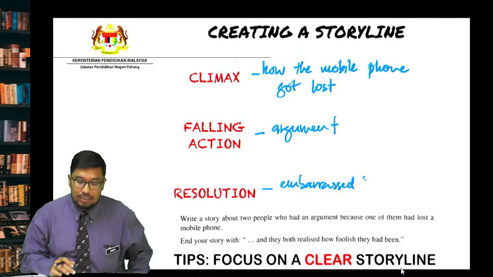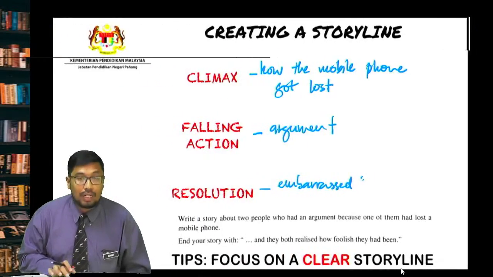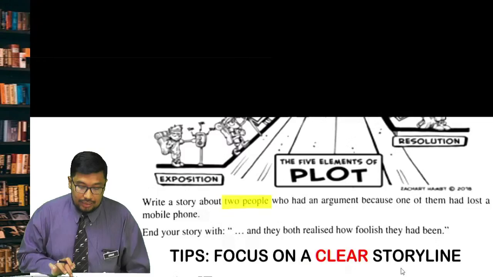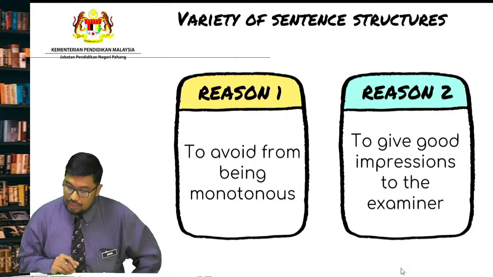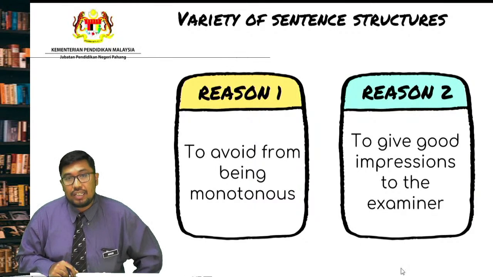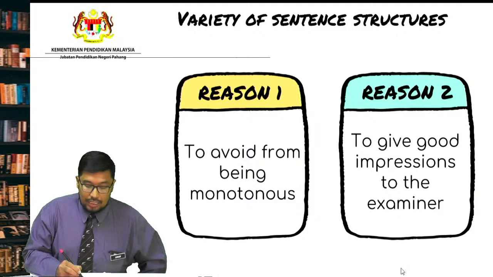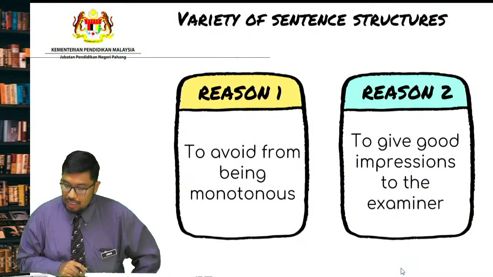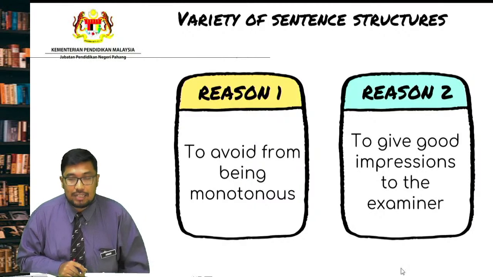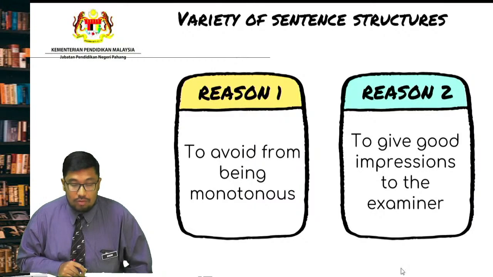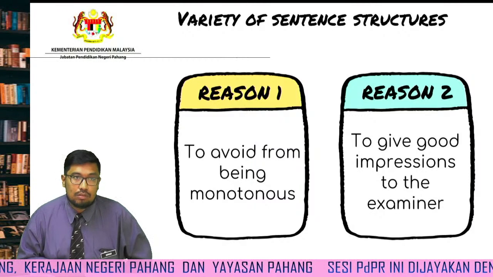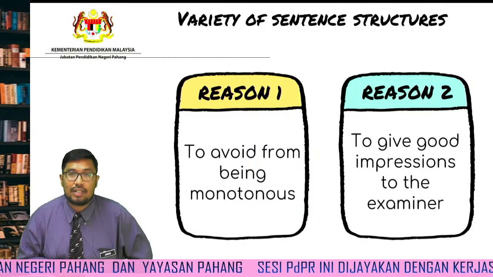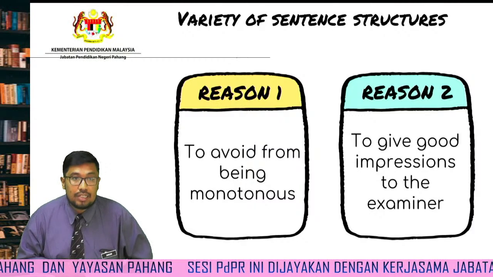Now we are done with creating a storyline. Let's move to the next part of our session, which is creating a variety of sentence structure. The reason why you need various sentence structure, first one is to avoid yourself from being monotonous. Imagine if your essay is monotonous, it might lead to boredom. It might make your essay sound boring. So in order for you to make your story become interesting, make sure you vary your sentence structures. And reason number two is for you to give good impressions to the examiners.